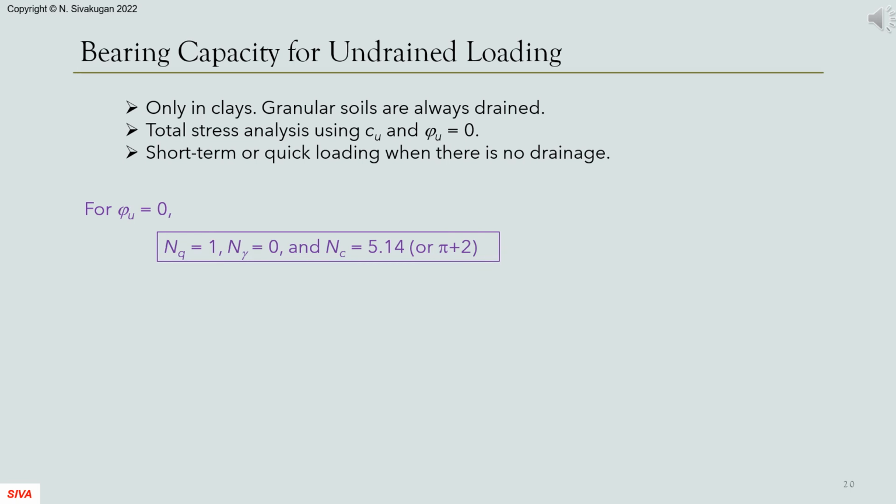In the short term or when the loading is very quick in clays, there is no time for drainage and the loading can be assumed to occur under undrained conditions. In such circumstances, we carry out a total stress analysis using Cu and phi u equals 0. When phi u equals 0, Nq equals 1, and N gamma equals 0. It can be shown that Nc equals 5.14, which is 2 plus pi.